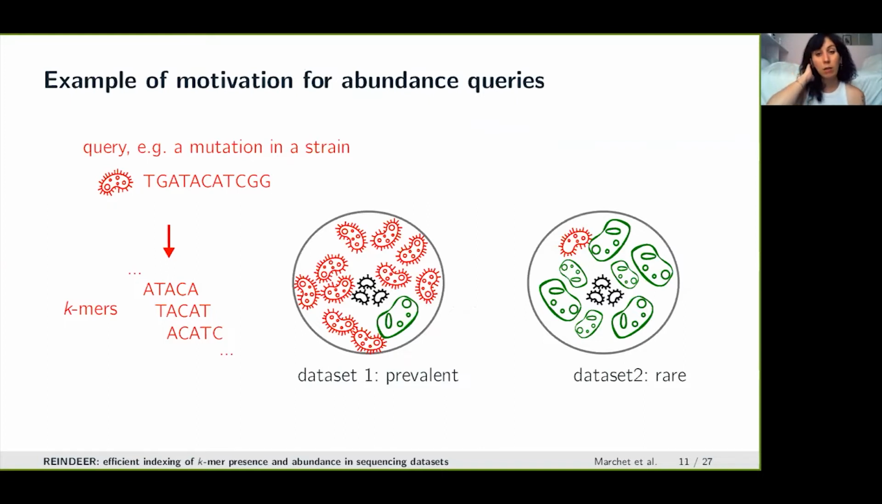So why would you like to access the abundance of a query? For instance, if you have a mutation in a bacterial strain that you would like to monitor across different datasets, the idea would be that not only do you want to see if it's present or not, but you maybe want to see if it's very frequent or quite rare, because it has impacts on the biological conclusion you will make. So this is just an example, and there are other applications, such as, for instance, RNA-seq, that is very straightforward.